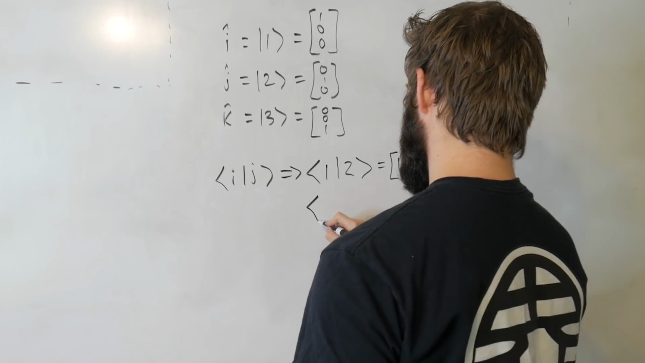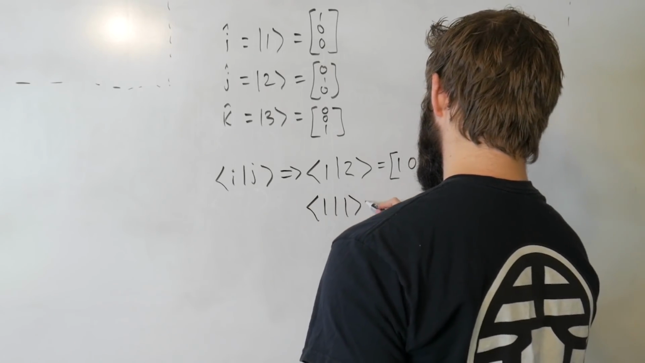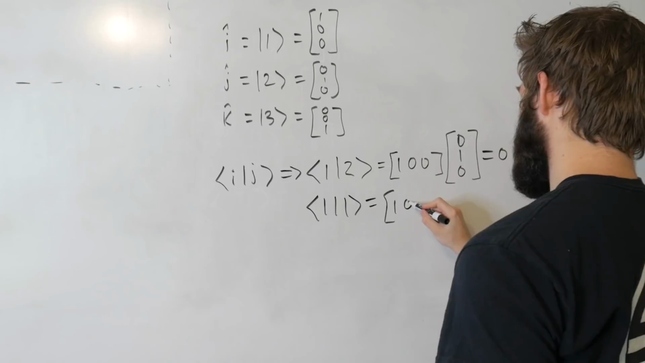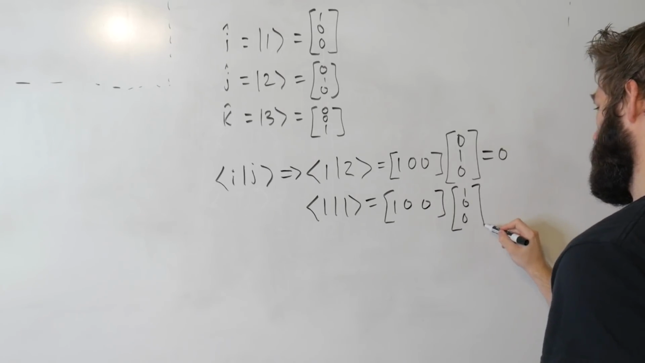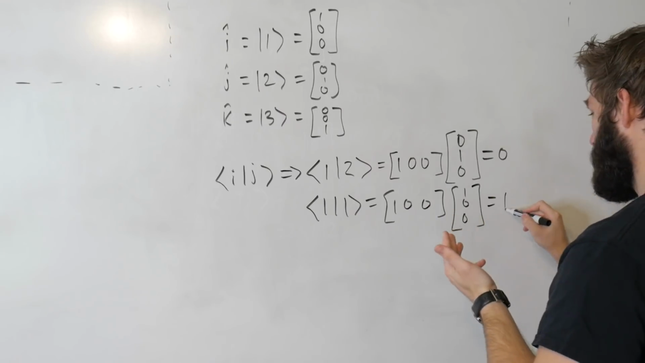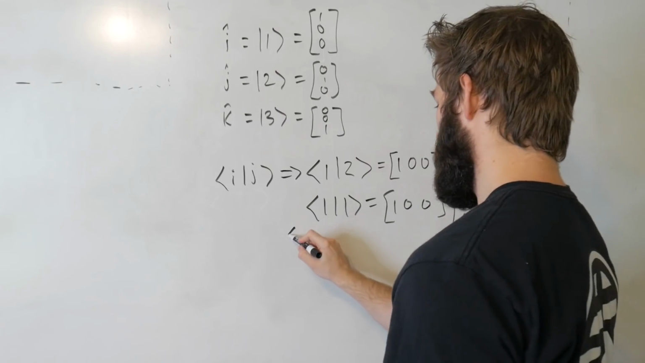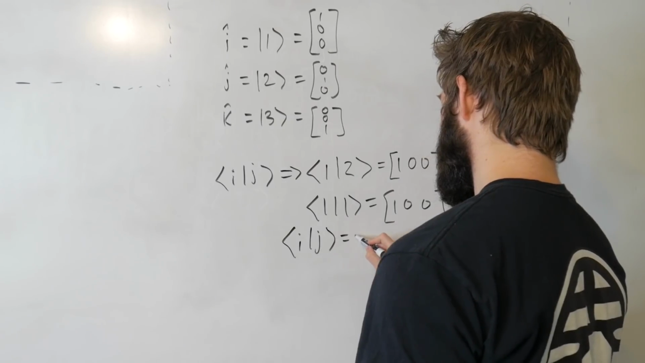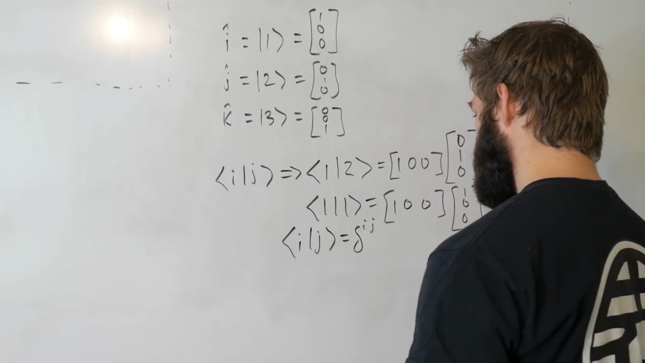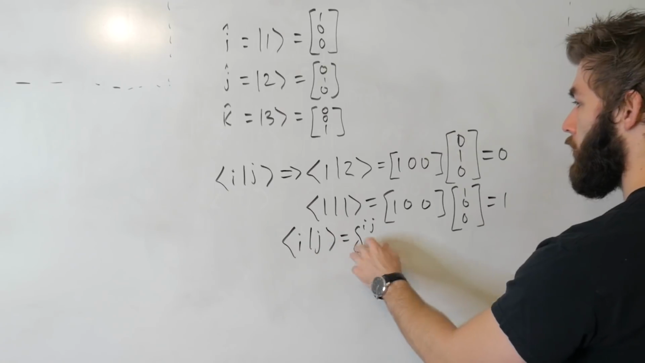We could do 1 and 1. That gives us 1, 0, 0 times 1, 0, 0. And that gives us 1. In other words, the inner product of i and j is equal to delta ij. It's 1 if they're the same, it's 0 if they're not.